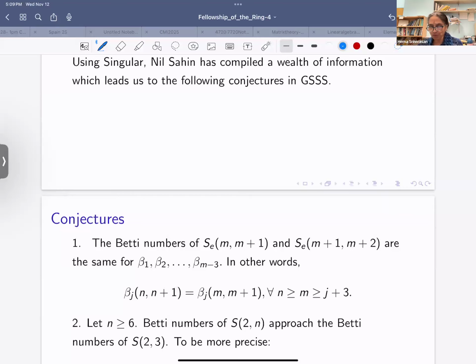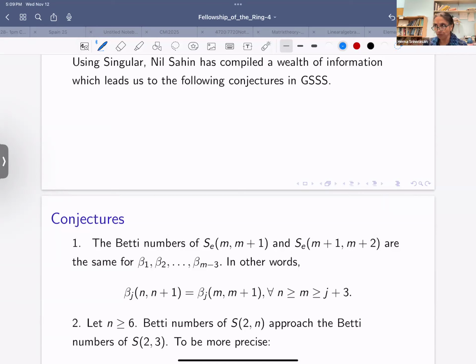This m and m plus 1, that is, if two numbers are next to each other, consecutive numbers like 2, 3 and 3, 4, they are going to be special. Such numbers, the Betti numbers are actually the same after a while. They have lots of things in common.